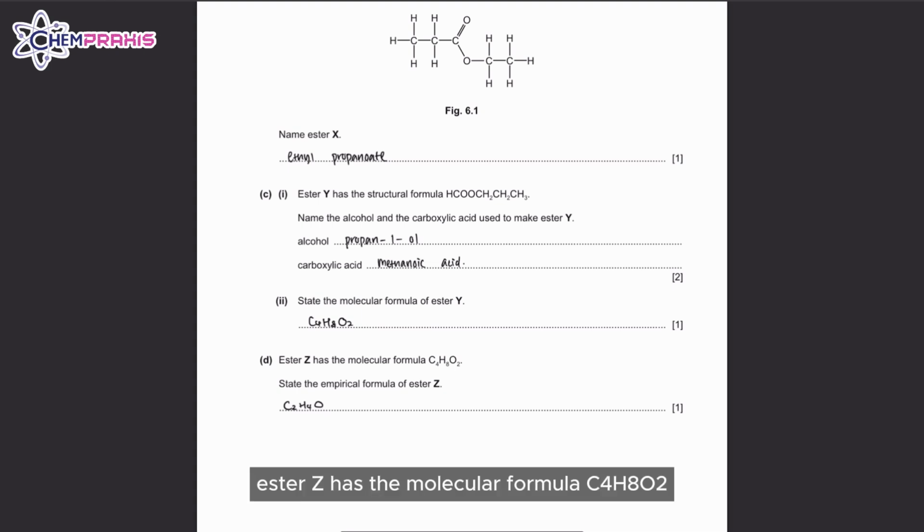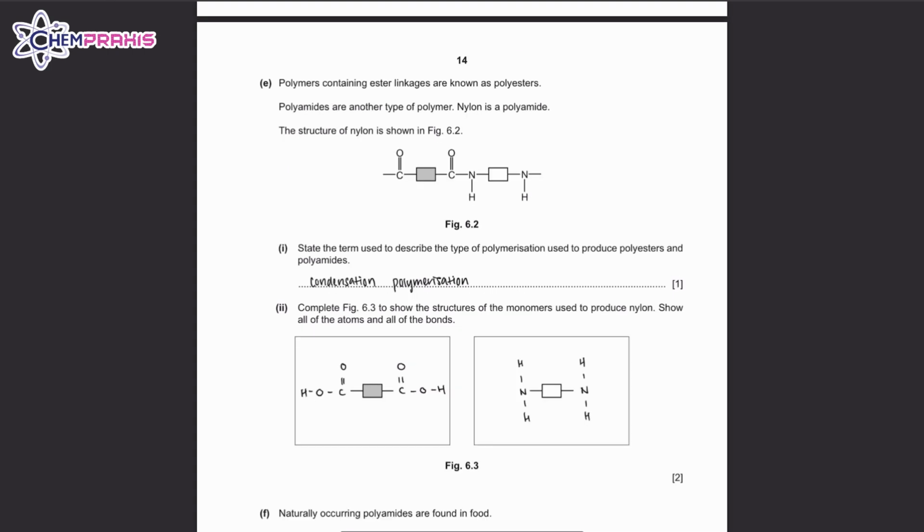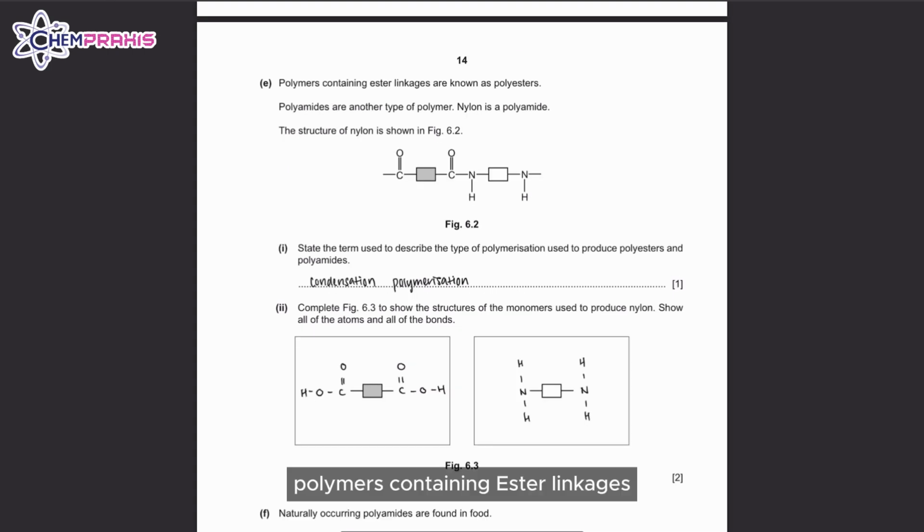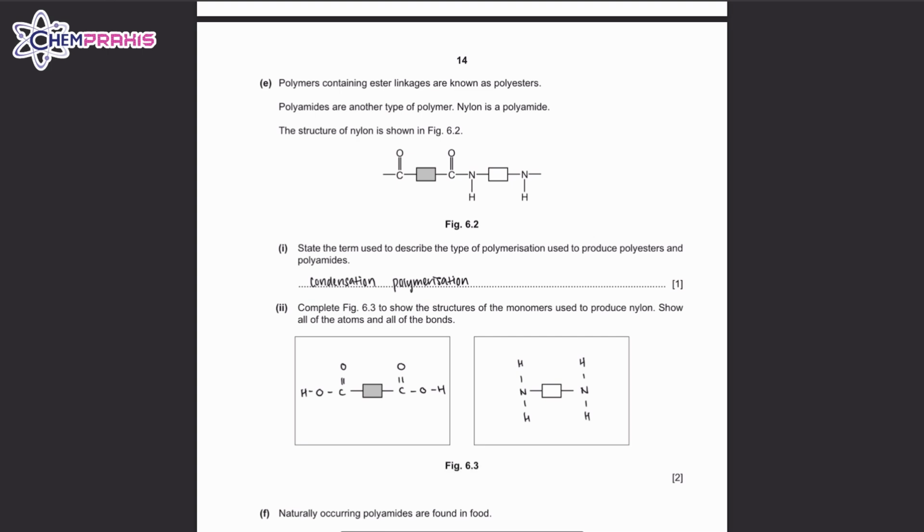Ester Z has the molecular formula C4H8O2. State the empirical formula of ester Z. Your answer should be C2H4O. Polymers containing ester linkages are known as polyesters.